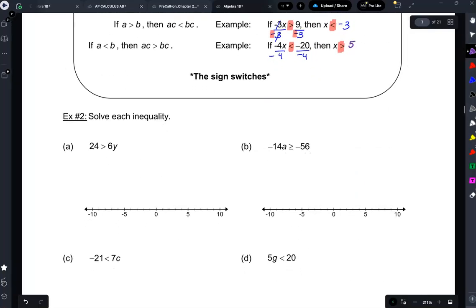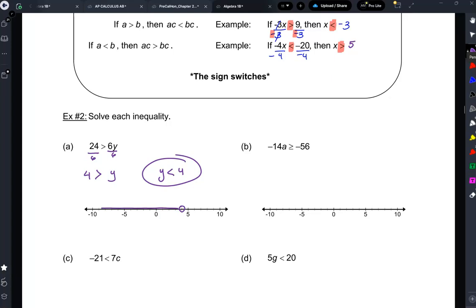So here, what am I going to do here? Divide by 6, divide by 6. I get 4 here, y here. I divided by a positive number, keep it the same. But remember, I need to write with the variable first. So now it's going to be y, 4, but less than 4. So I go to 4 and go this way.